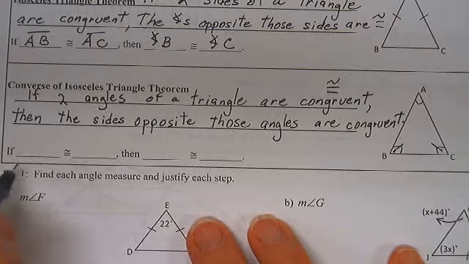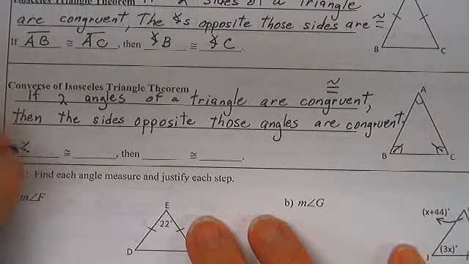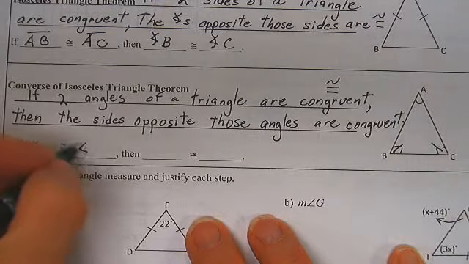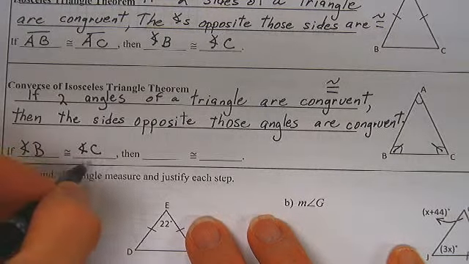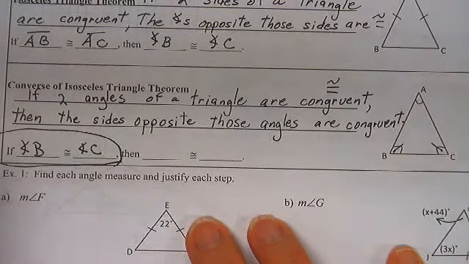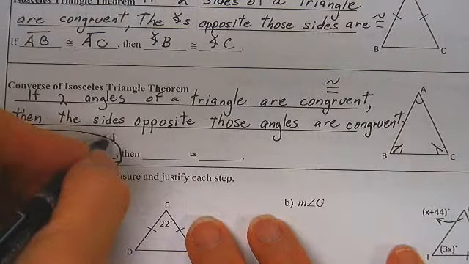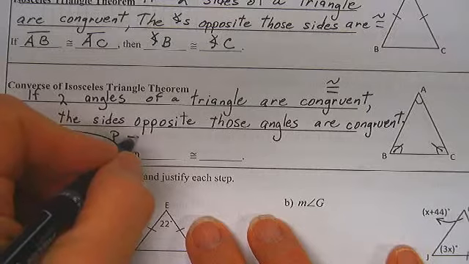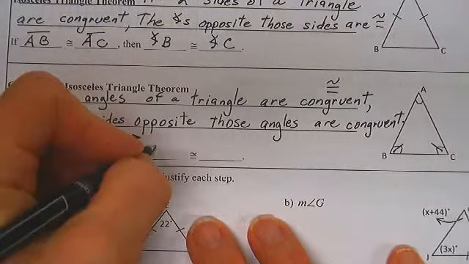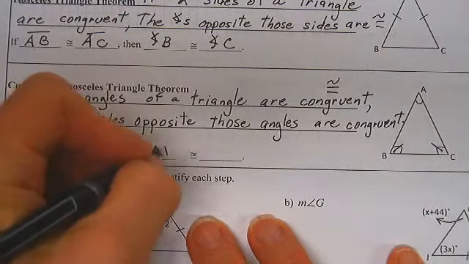So, if angle B is congruent to angle C, that is our hypothesis, that is our P, then segment AB is congruent to segment AC.